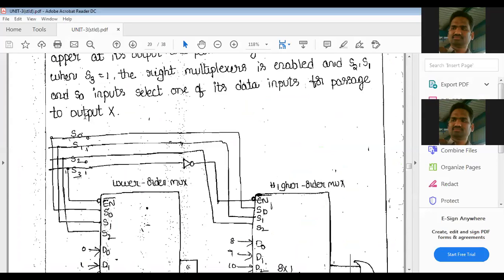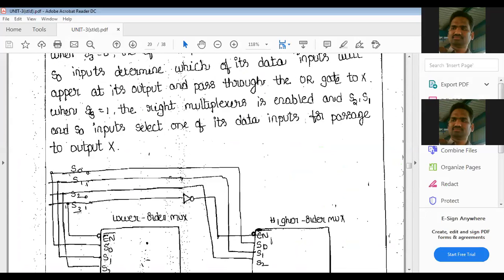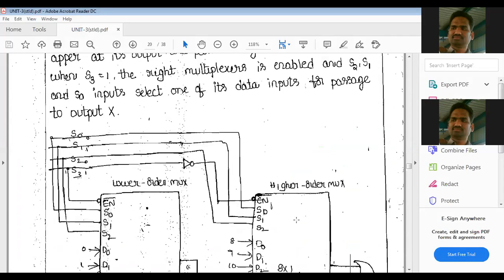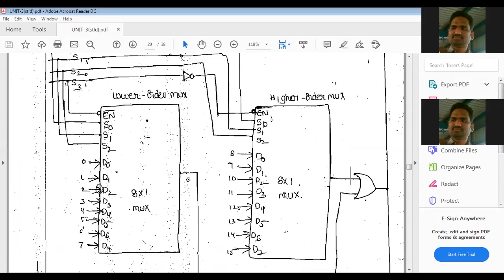Now suppose S3 is equal to 1, the second case. When S3 is equal to 1, the right multiplexer is enabled. The right multiplexer means the higher order multiplexer is enabled, and the lower order multiplexer on the left side is disabled. Disabled means all the outputs are 0 for every case. Even if S0, S1, S2 are 0, 0, 0, you will not get output at the T0 because this enable input is a 0. Because of this 0, the lower order multiplexer, the left hand side multiplexer, is disabled. Always it is a 0 for the 8 options.